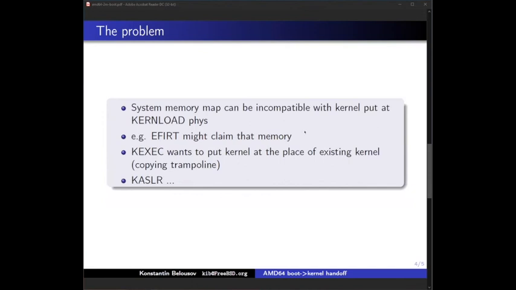Practically this works now, but theoretically it is incompatible with many configurations. For instance, this memory might be claimed by EFI for runtime services. For KExec, the same memory should be used by the ongoing kernel. We can't just replace it, so we would need to implement something like a trampoline that double copies the incoming kernel. It should be put somewhere, then the trampoline is run, then the trampoline overwrites the existing kernel with the new kernel.